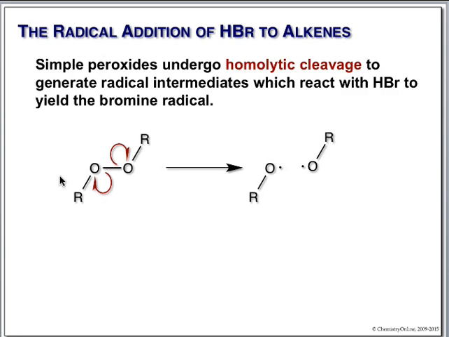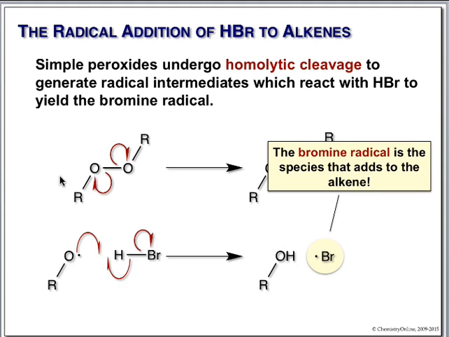What happens first is we generate our radicals just by homolytic cleavage. Next, the radical itself, one of these oxygen radicals, is going to react with HBr. When it does, it will abstract a hydrogen atom and will leave us with the bromine radical. The bromine radical is the species that's going to add to the alkene pi system. The reason that we're going to get opposite regiochemistry is that when this thing adds to the alkene pi system, it's going to form a radical. Just like we form the most stable carbocation, here we're going to form the most stable radical.